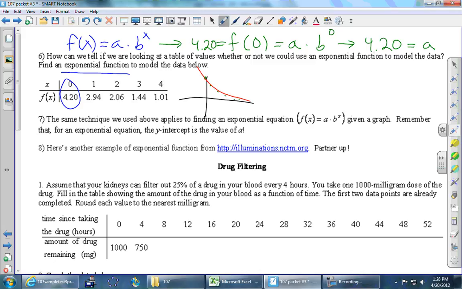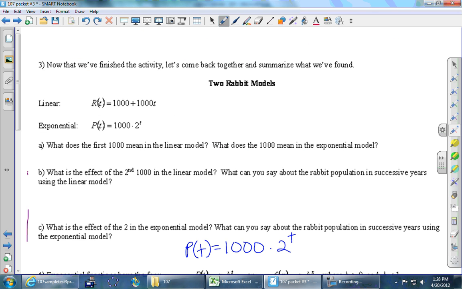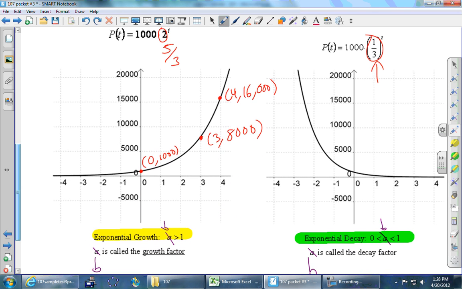Can you guys tell me what it is called, that point (0, 4.2)? It's the y-intercept, right? Okay, I think we just figured out that the y-intercept is always the value of a. This magical number right here is always sitting right there. It is the y-intercept.